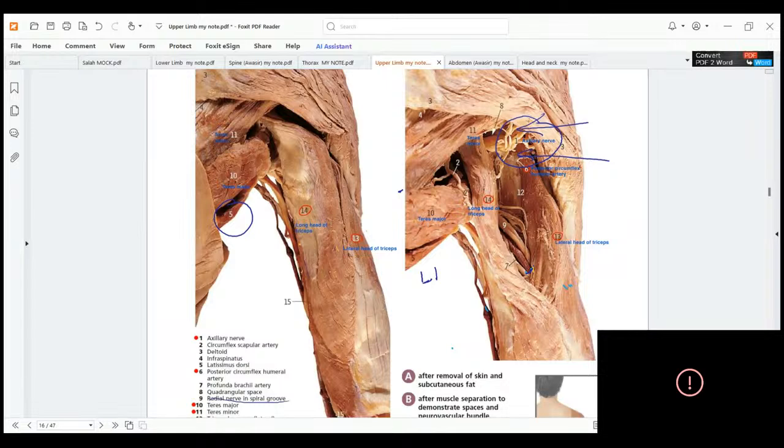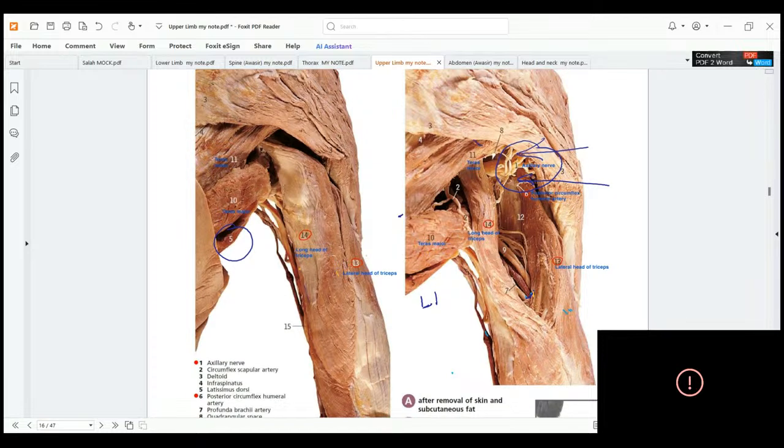Axillary nerve number one. Then number six, posterior circumflex humeral artery. Number 10, teres major. Teres major will be down and teres minor will be up. 11 should be up. Yes, 11 is teres minor and 10 is teres major. And in between, number 2 is circumflex scapular artery, coming from here.